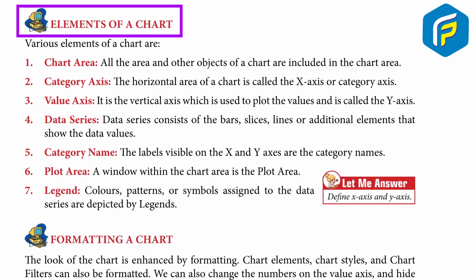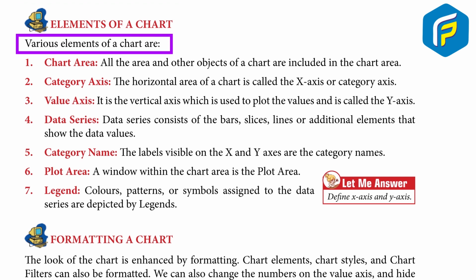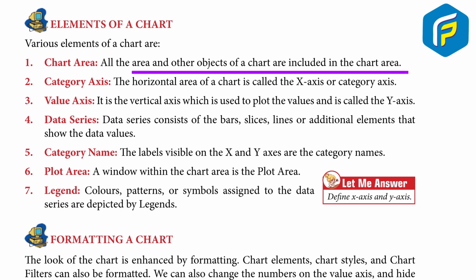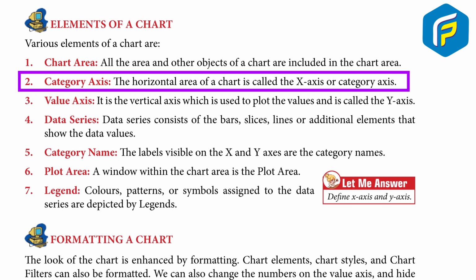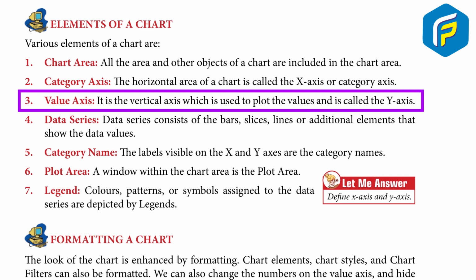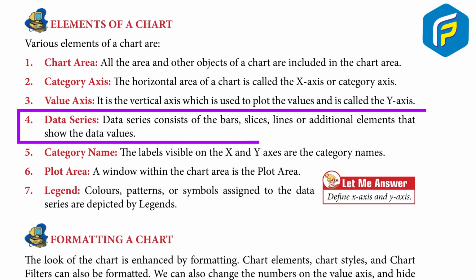Elements of a chart. Various elements of a chart are: 1. Chart area. All the area and other objects of a chart are included in the chart area. 2. Category axis. The horizontal axis of a chart is called the x-axis or category axis. 3. Value axis. It is the vertical axis which is used to plot the values and is called the y-axis. 4. Data series. Data series consist of the bars, slices, lines or additional elements that show the data values.